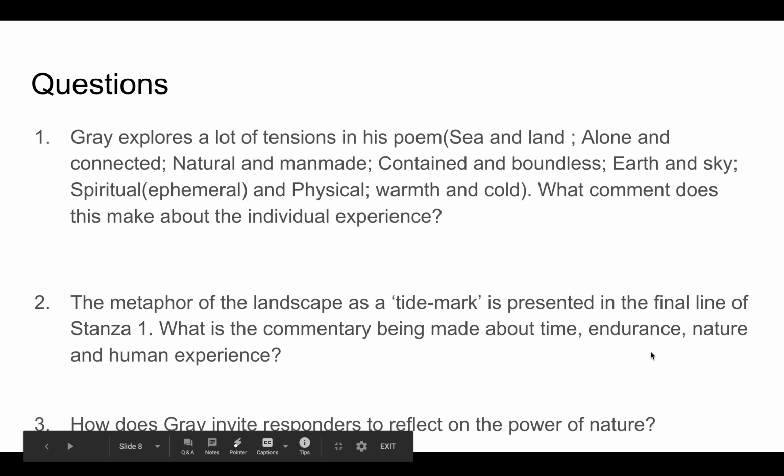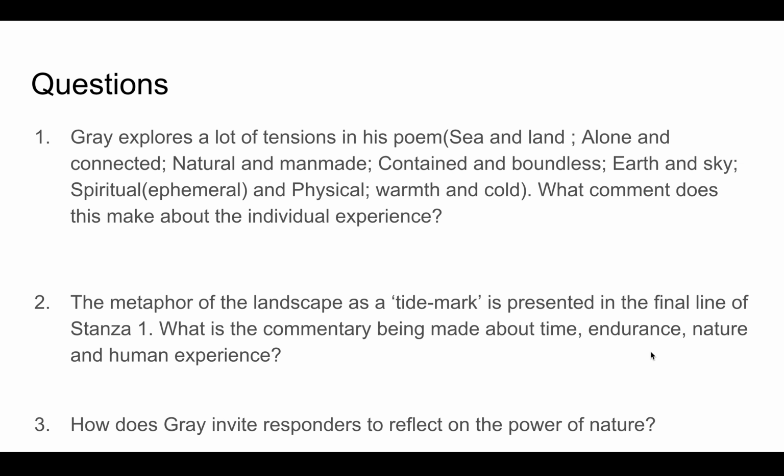Just 3 questions to think about. 1, Gray explores a lot of tensions in his poem. I've said this already: sea and land, alone and connected, natural and man-made, contained and boundless, earth and sky, the spiritual or ephemeral and the physical, warmth and cold. So what comment does this make about the individual experience of people, or individual experience in general?